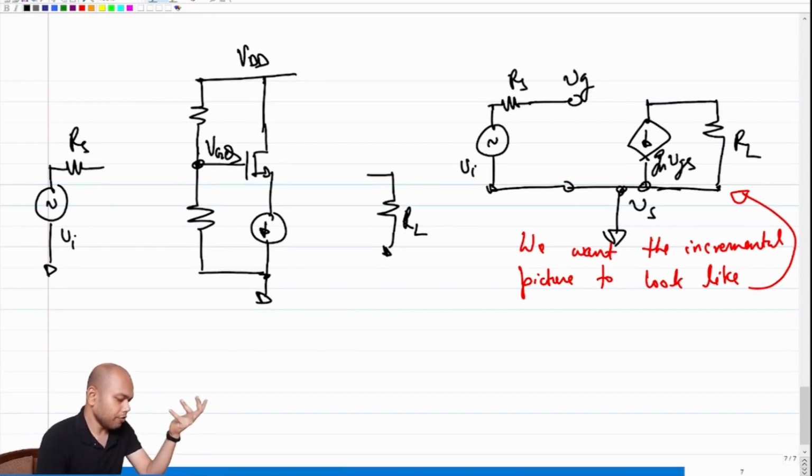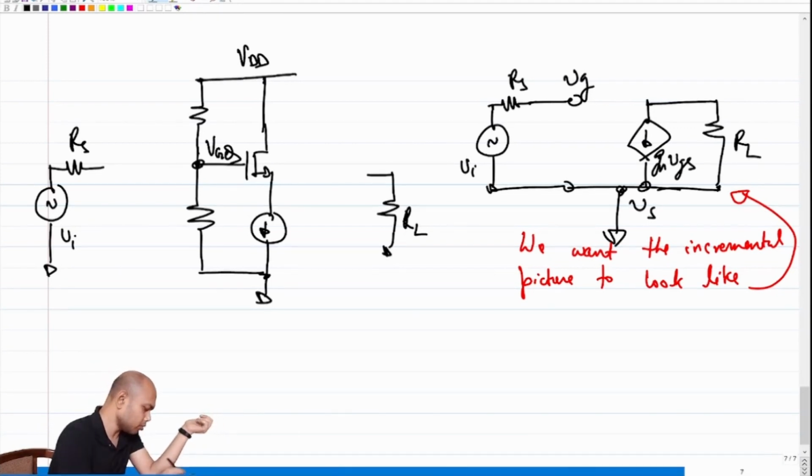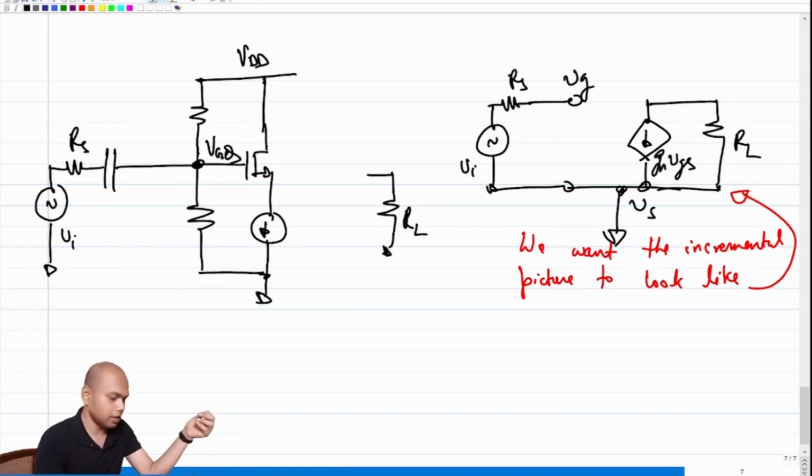In a common source amplifier, where is the input connected? Input is connected directly to the gate, right? So here we also need to connect the input to the gate. We have done that before in the case of a voltage biased common source amplifier. We'll do the same thing. We'll put a capacitor. We'll AC couple the input. We put C1 and we'll assume C1 is infinitely large.